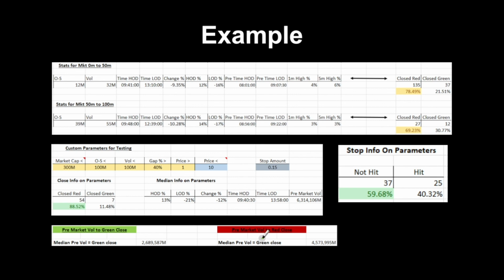So this is just the medium pre-market volume that would equal green close. And we can see it's about 2.6 million here. And for a red close, mistyped it here, but for a red close, it's about 4.5 million. So not necessarily, if you have a lot of volume in pre-market, that doesn't actually mean it's going to be a runner. Technically, that could equal a red close, but you need to look into these things further, as there are nuances here and there, and you'll notice them when you're looking through the data.